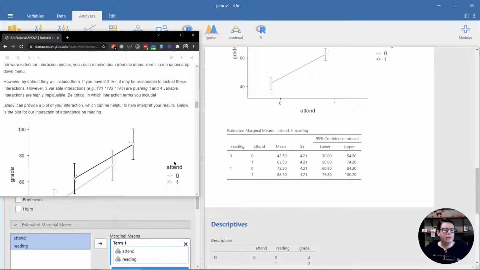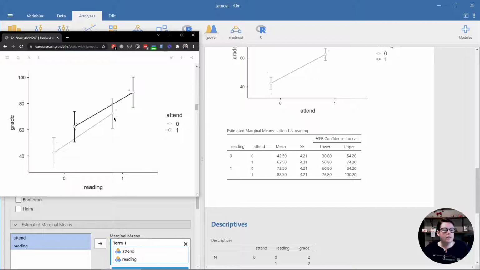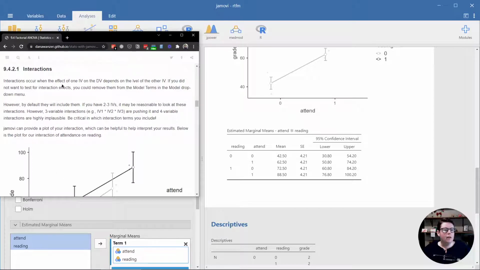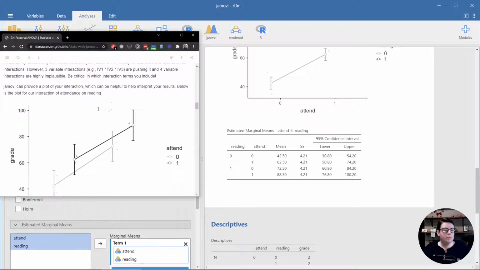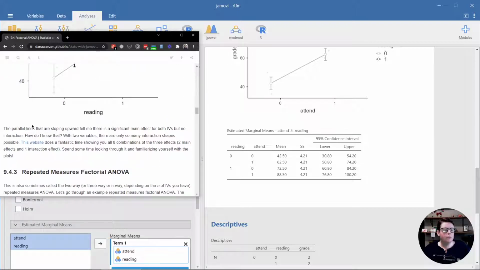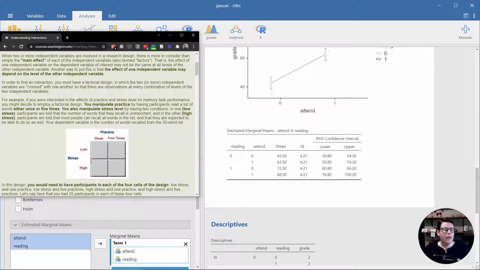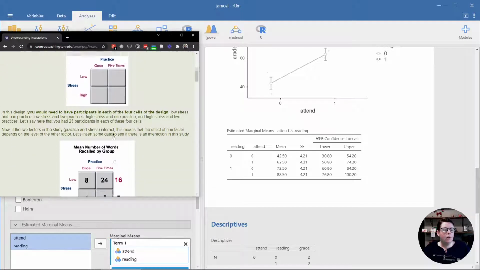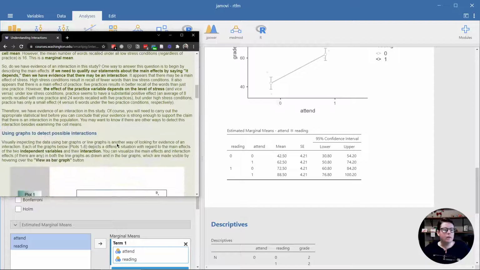Okay. And then we talked about interactions. Here's another version of the plot. Yep. So here's the interaction. Just like I said, parallel lines are showing me that there is no interaction. You can go to this website. So let's go ahead and go here. And it's going to show you how to interpret some interactions.